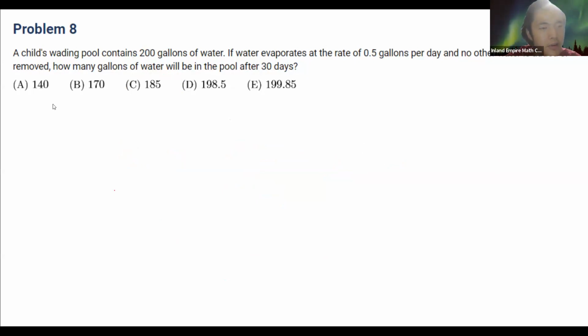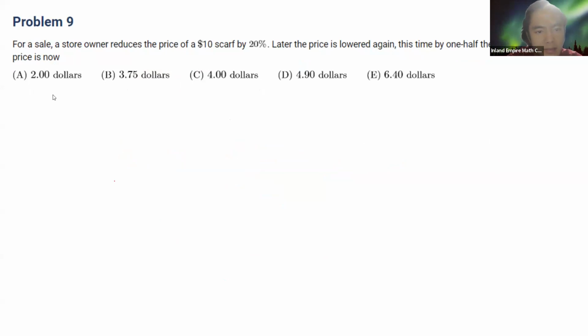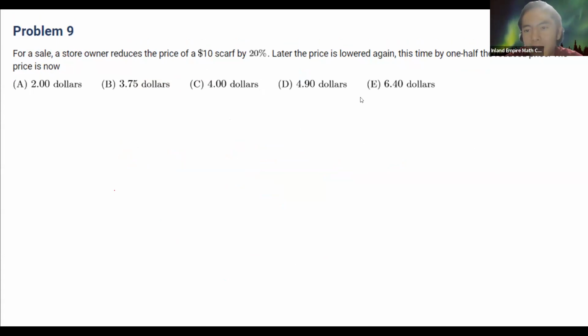All right. For a sale, a store owner reduces the price of a $10 scarf by 20%. Later, the price is lowered again, this time by one half the reduced price. The price is now A, $2, B, $3.75, C, $4, D, $4.9, and E, $6.4. What are our answers? Kimmy says E. Okay. Kimmy, I would think that E is actually the answer.